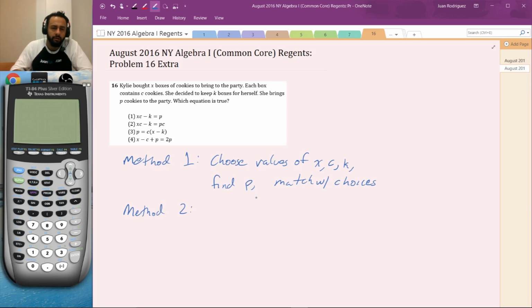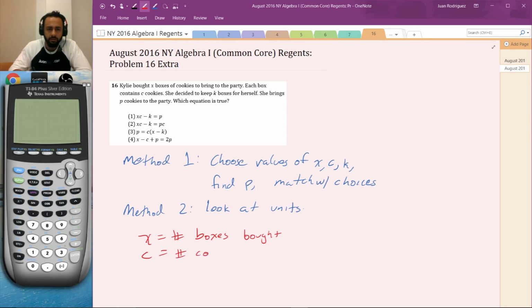we're going to go into looking at the units. Okay. So again, X is equal to the number of boxes bought. C is equal to the number of cookies per box. Okay. K is equal to the number of boxes kept. And then P is the number of cookies brought to the party.